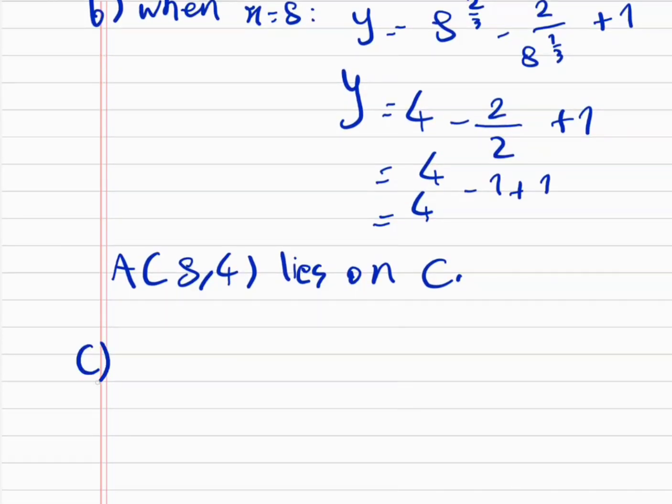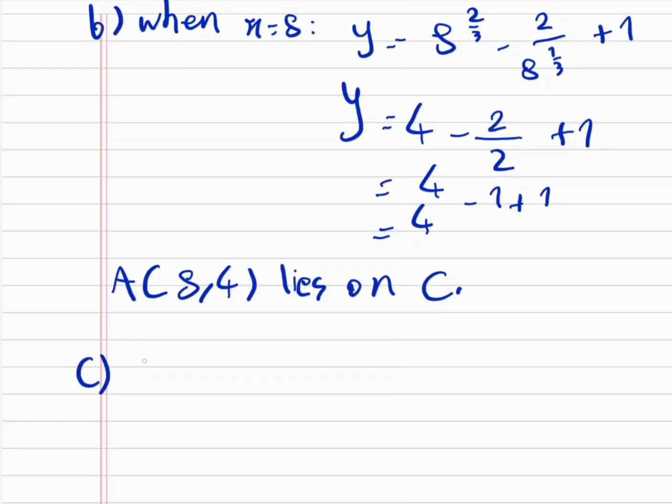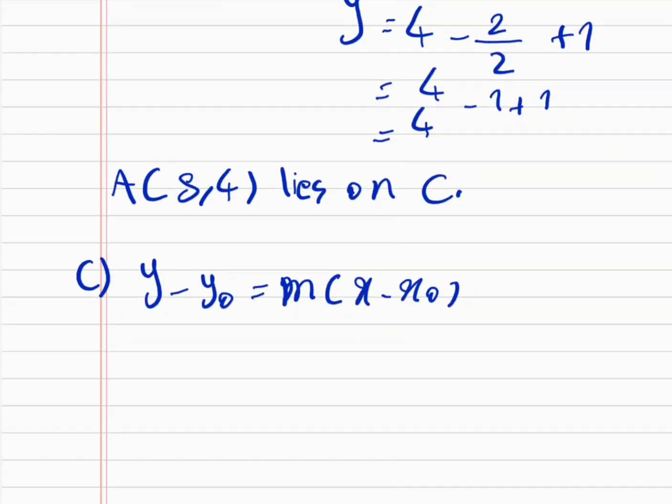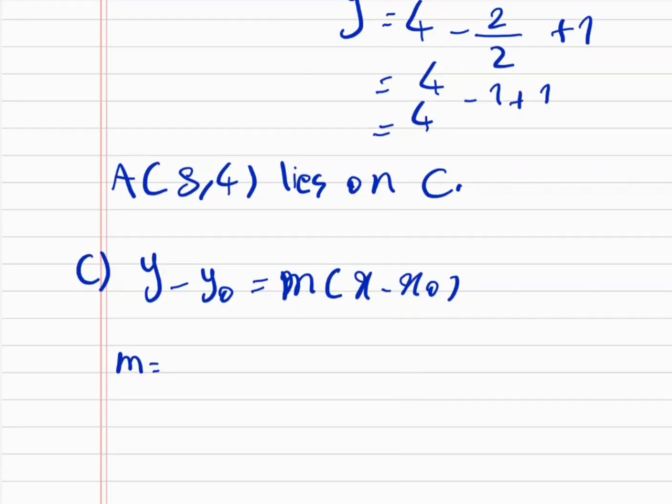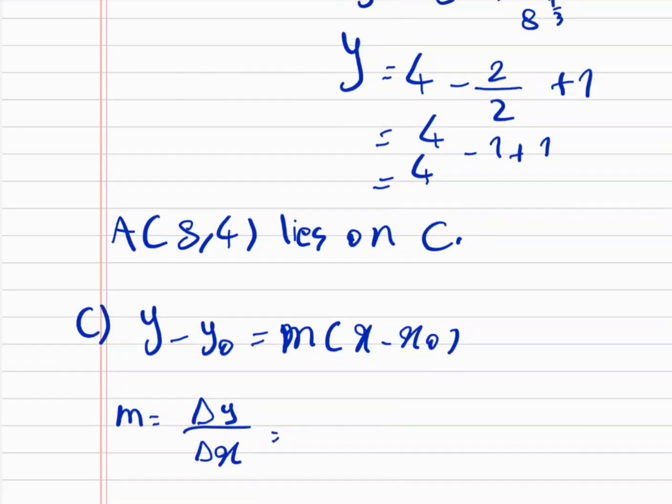So for part C, we need to use the equation of a straight line, which is y minus y0 is equal to m times x minus x0, where m is the gradient. So we first need to find the gradient, and once you have found the gradient, then we can just substitute into the formula. So the gradient is the difference of y's over difference of x. So we have y2 minus y1, or we can write in a more general way delta y over delta x, which means the difference of y's over difference of x.